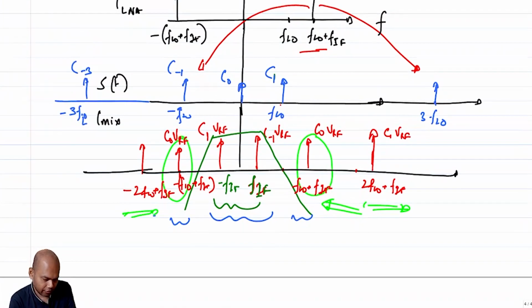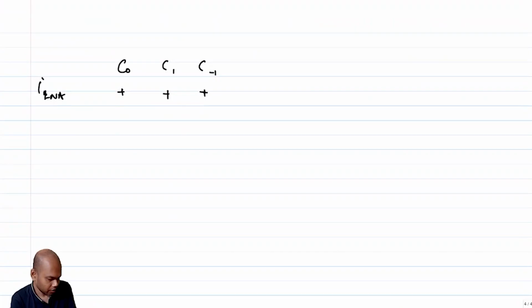Okay, fine. So when we have an input that is ILNA, your C0 is positive, and let's say C1 is positive, C minus 1 is also positive, correct? What happens if I have an input of negative ILNA?